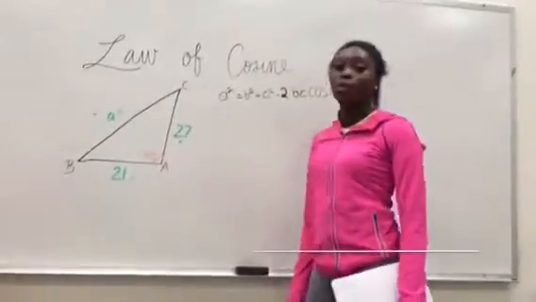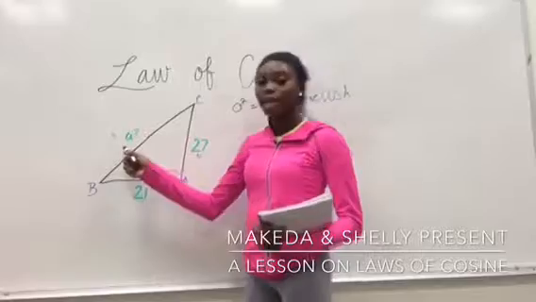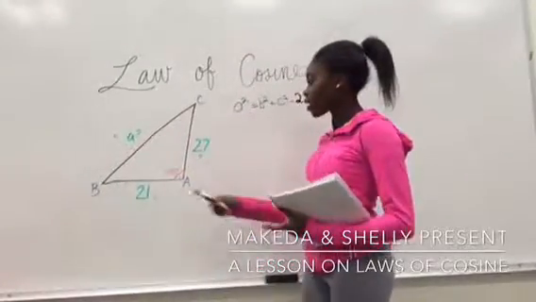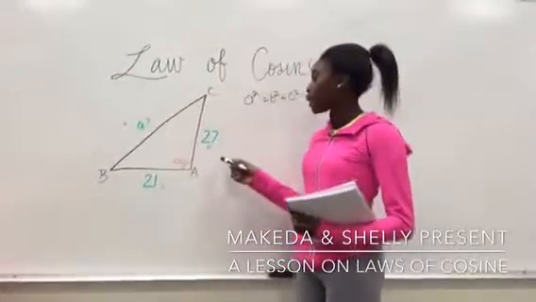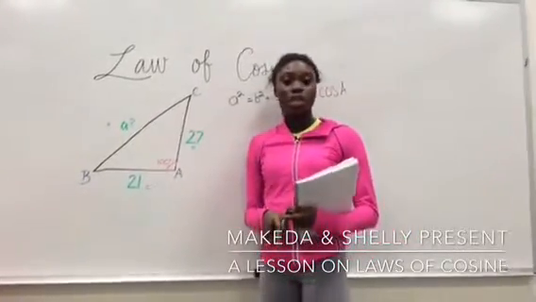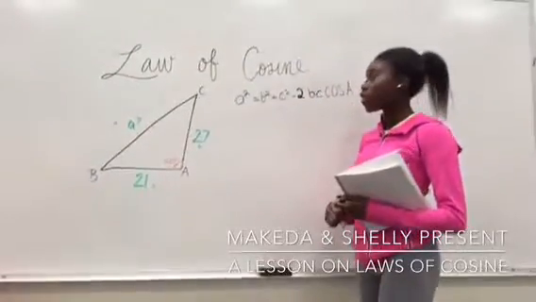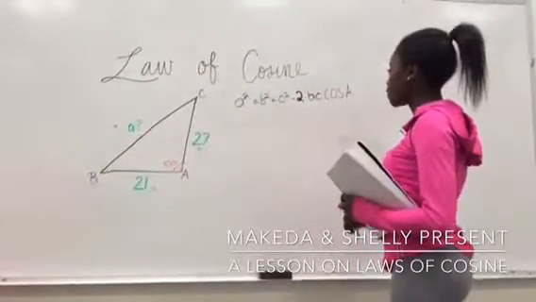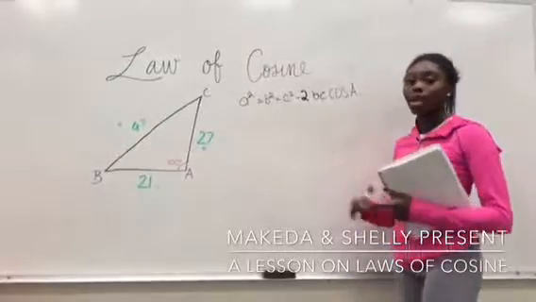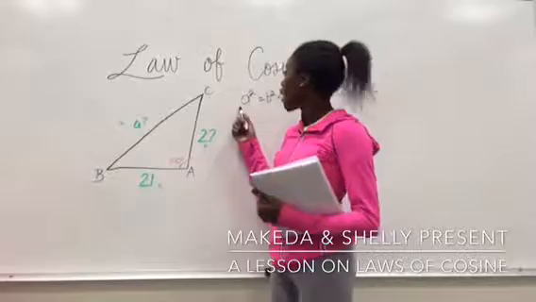In this presentation, we'll be using law of cosines to solve for line A. We have our givens: line C, 21, line B, 27, and angle A, 100 degrees. We'll use the given formula, A squared equals B squared plus C squared minus 2 times B times C times the cosine of angle A. So right now we're looking for A.